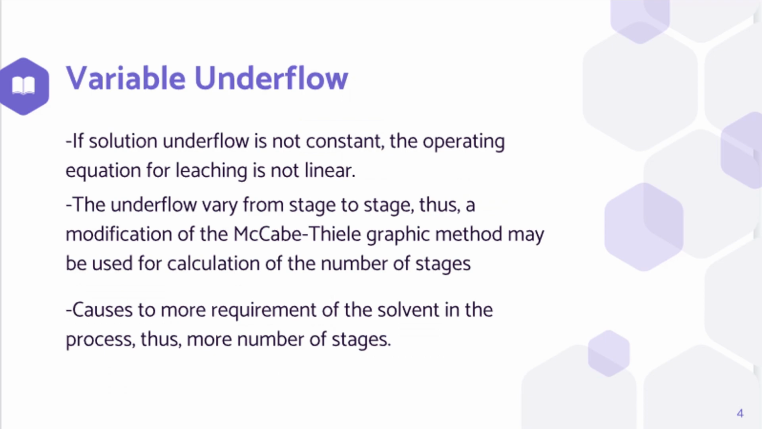Variable underflow. The operating equation for leaching is not linear if the solution underflow is not constant. The underflow varies from stage to stage, thus a modification of the McCabe-Thiele graphic method may be used for calculation of the number of stages. It causes more requirement of the solvent in the process, thus more number of stages.